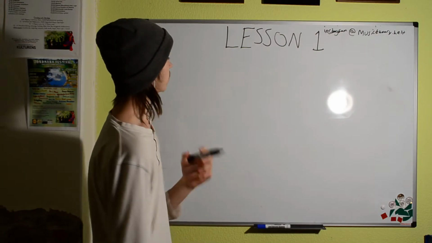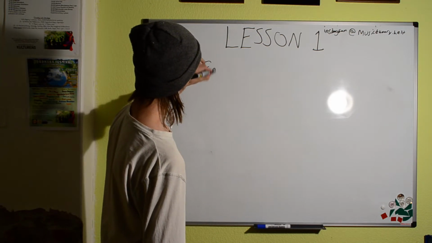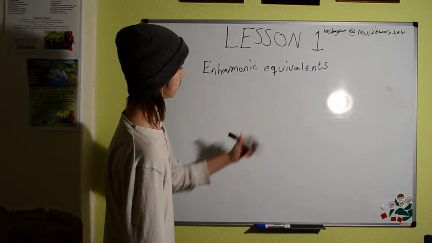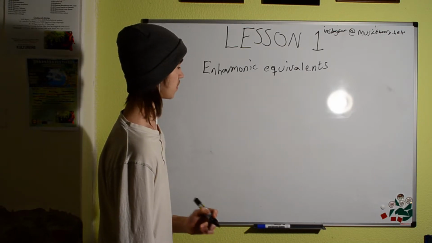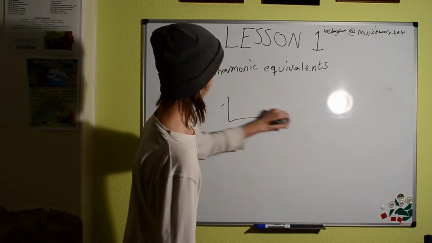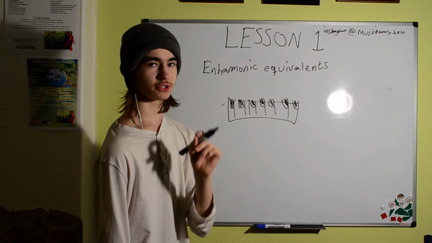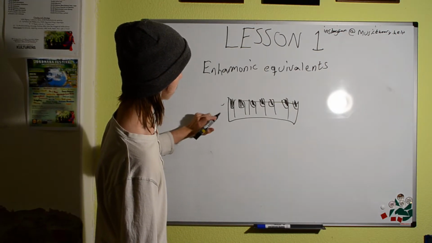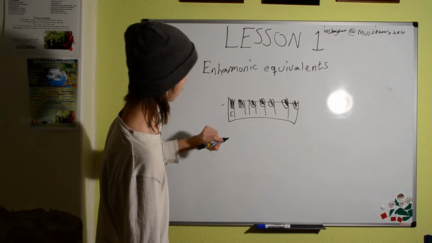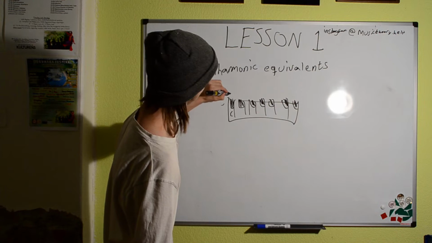Third one is enharmonic equivalents. I'll write it up. Fancy word. Alright, so enharmonic equivalents. Now I regret that I erased the piano. I'm gonna make a small one very quick. The enharmonic equivalents is basically notes that have 2 names. And in this case, because this is a C, as we learned, this would be called a C sharp.